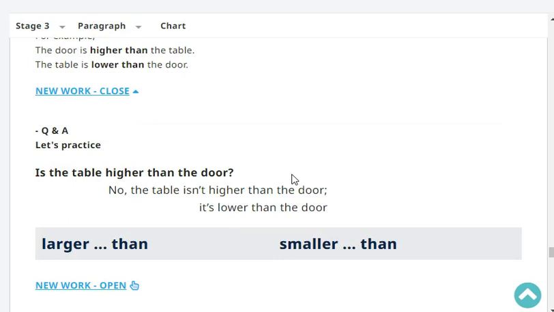Okay, let's practice. Is the table higher than the door? No, the table isn't higher than the door. It's lower than the door. Very good.